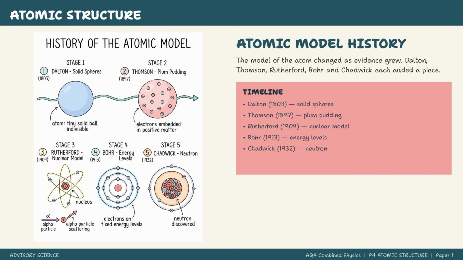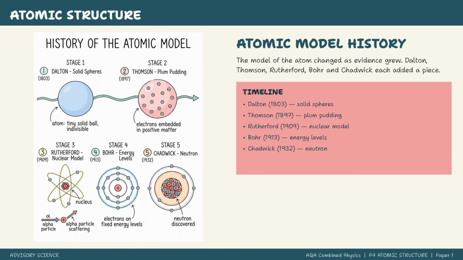Atomic structure and radioactivity. The history of the atom. Our model of the atom changed completely over time due to experimental discoveries. Originally, John Dalton thought atoms were just solid, unbreakable spheres. Later, J.J. Thomson discovered the electron and created the plum pudding model, picturing the atom as a solid ball of positive charge with tiny negative electrons stuck inside like fruit in a pudding.